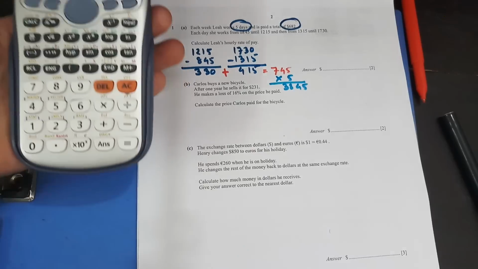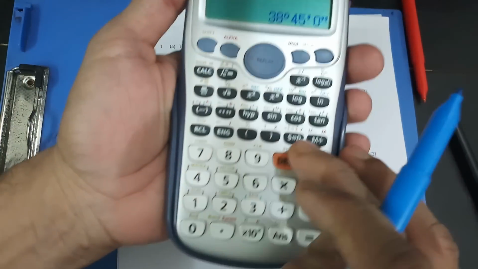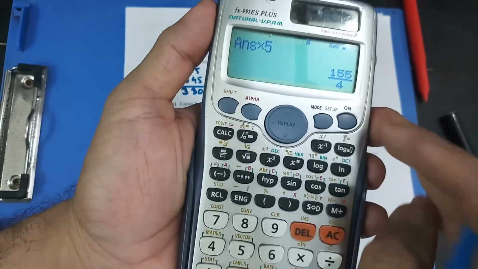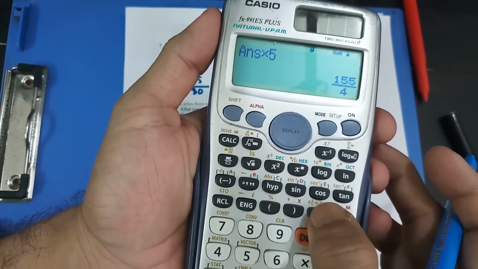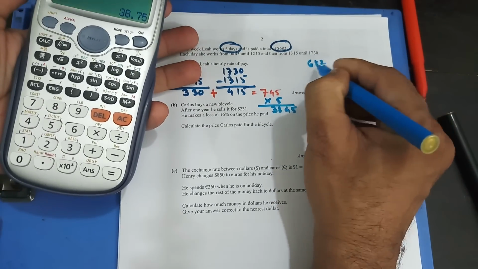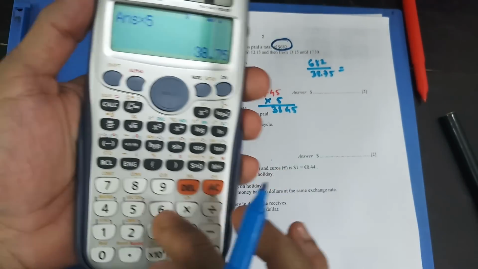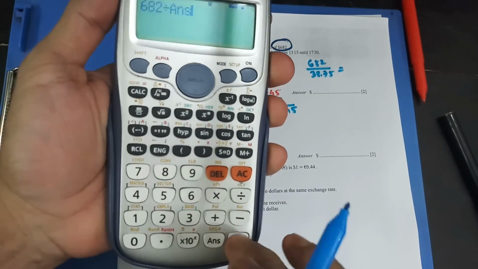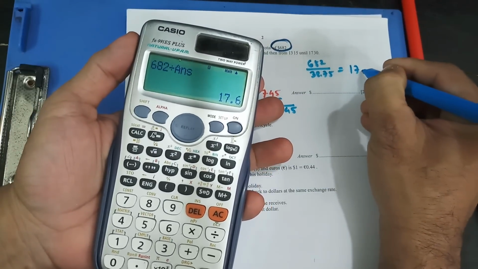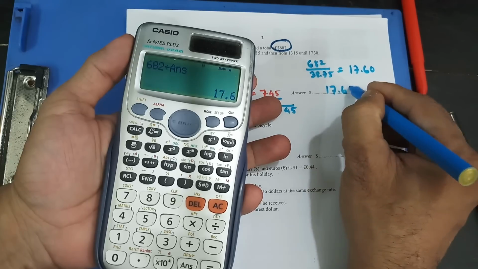Now it's a little awkward number to work with in the division with the dollars. So I'm going to press this, see that S to D or D to S? If I press that one, it gives me an improper fraction, and if I press it again, it gives me decimals. So 682 divided by 38.75 gives me $17.60. Okay, so that's 10.